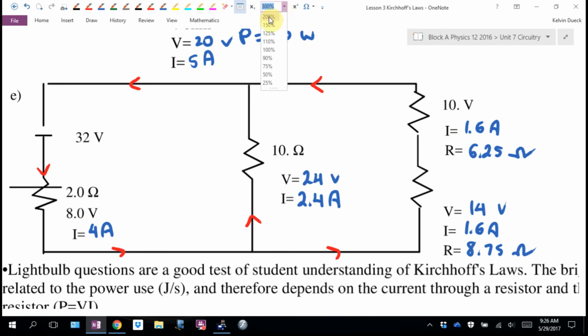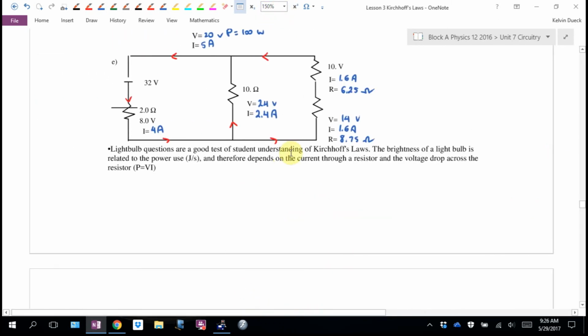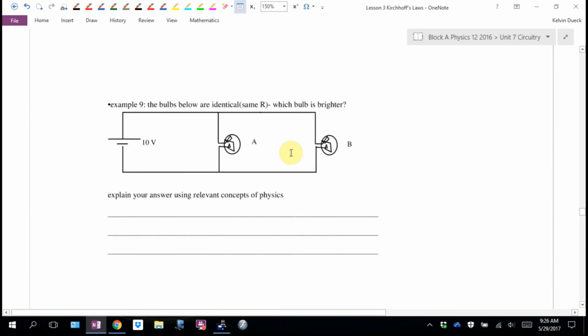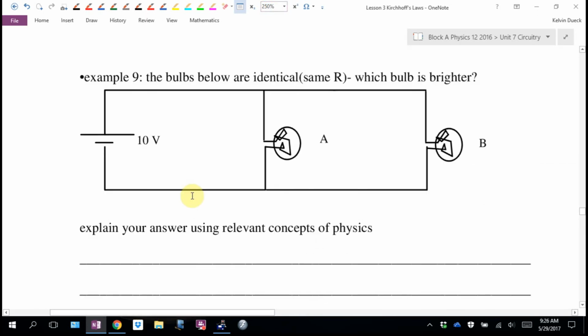Light bulb questions are a good way to test your understanding of Kirchhoff's laws because the brightness of a bulb is related to its power. And that's why I started already mentioning those, which really means it's related to its V times I. Example 9. If the bulbs below are identical, same resistance, which bulb is brighter? Well, what can you tell me?